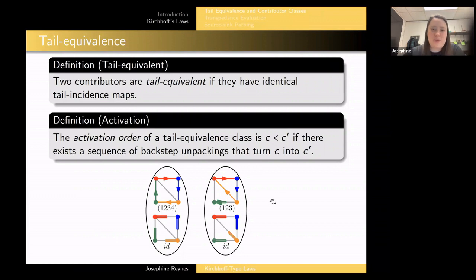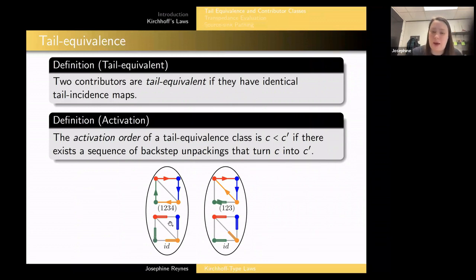And these definitions are a little bit more natural than they might sound. So here I have 2 different sets of tail equivalent contributors. And you can see that where that initial backstep falls, when I started at a vertex and I enter an edge, I basically picked to enter the same edge in both of the contributors in the pair. So that's what I mean by they have identical tail incidence maps. I'm choosing the same initial incidence for the tail. What happens with the head after that doesn't matter, but they have the same initial tail start.